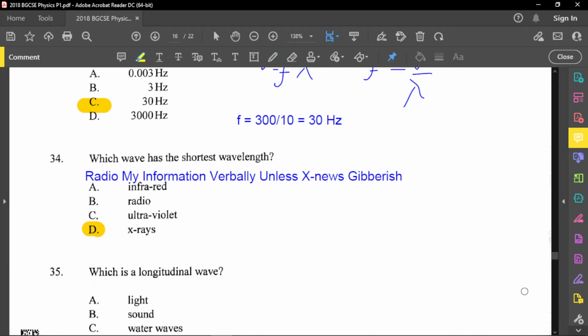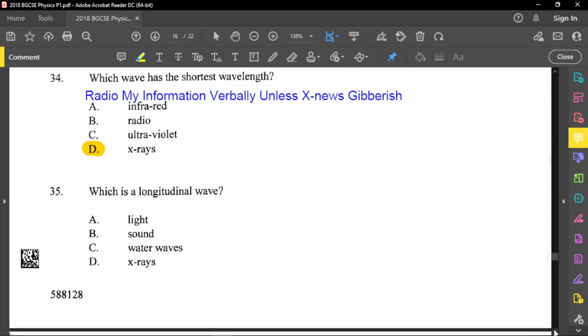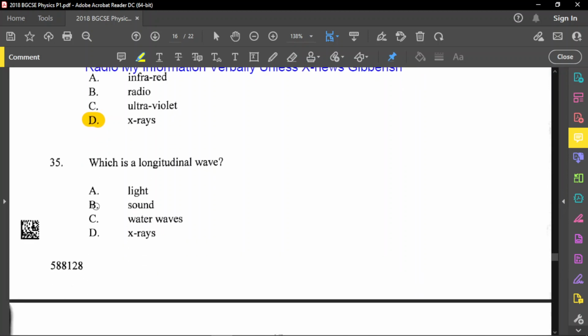Let's go into question number 35. Which is a longitudinal wave? A longitudinal wave here is a sound wave. Right off the bat, it's a sound wave. Light, water wave, and X-ray are transverse waves.